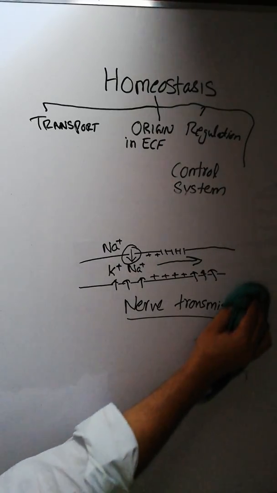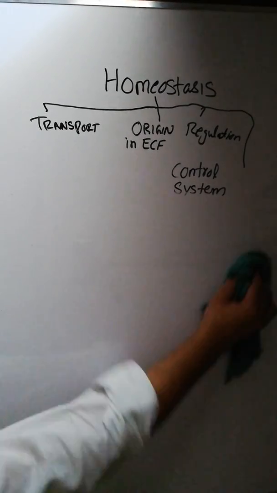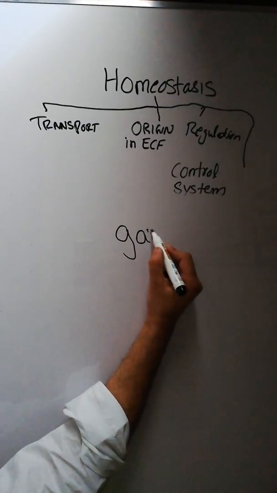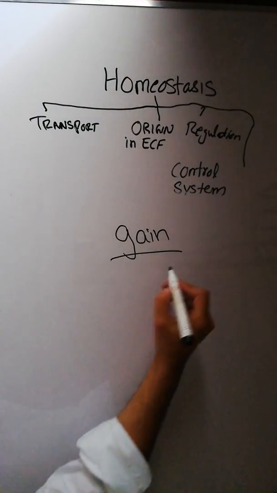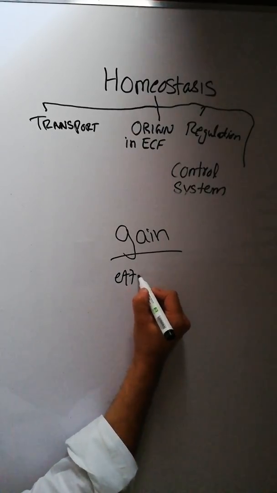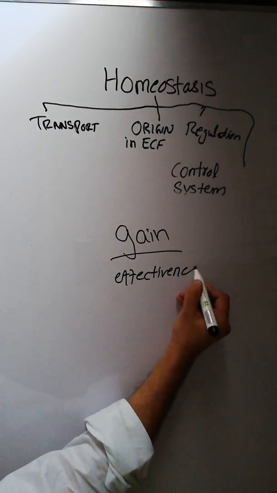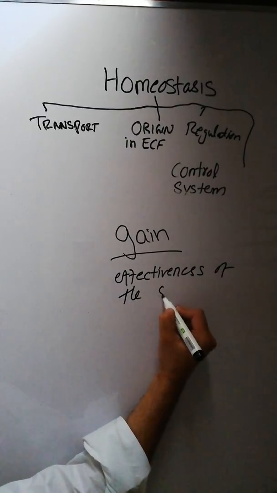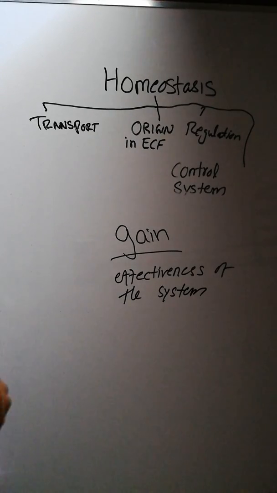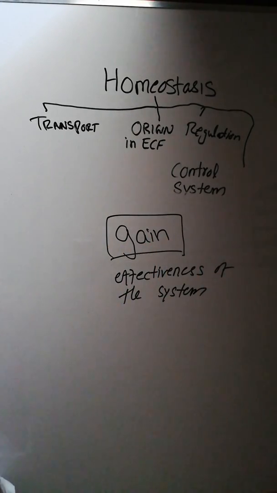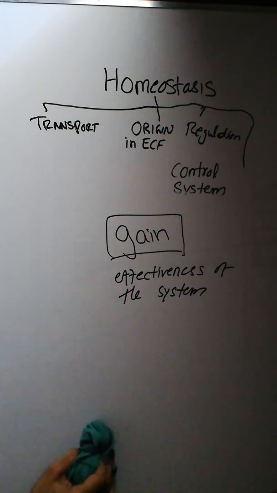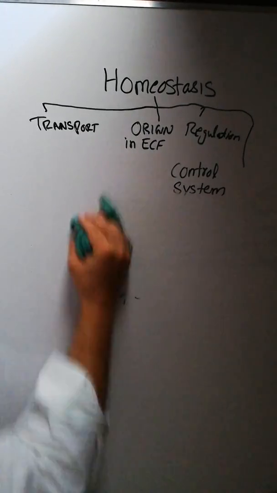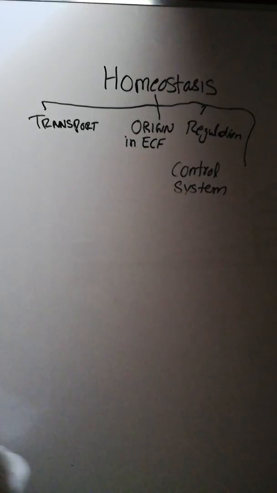We have discussed negative and positive feedback mechanisms. Now let's discuss the gain of a negative feedback mechanism. The gain of the system is nothing but the effectiveness of the system, the effectiveness of the control system. It simply means how effective the control system is in maintaining homeostasis, or how effective it is in maintaining nearly constant conditions in the body. We will discuss it with an example.